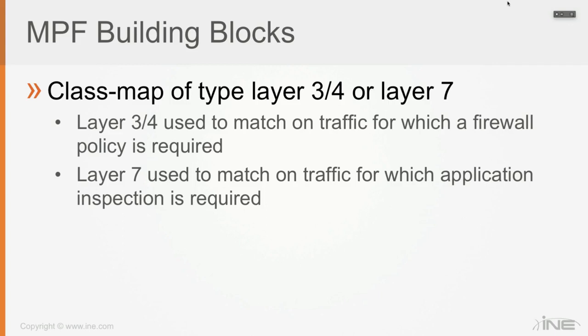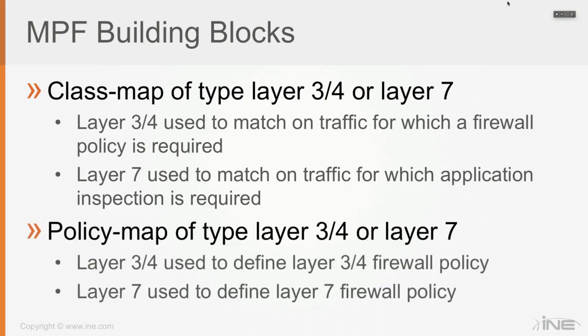So as in the case of zone-based policy firewall, the layer 3 or 4 class map is going to be able to match on the layer 3/4 headers of packets. It is used to classify packets, to identify for which traffic I want to build a firewall policy via MPF. While the layer 7 class map is used to match on traffic for which application inspection is required, just like in the case of zone-based policy firewall. So it means that the layer 7 class map is going to match on a layer 7 header of traffic which I want to inspect, for which I want to do application inspection.